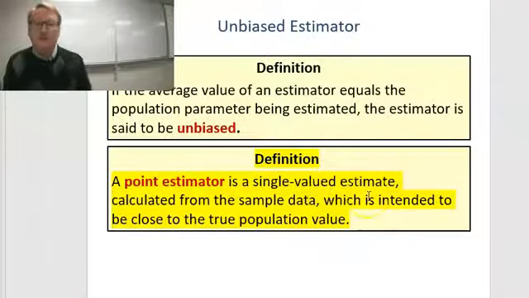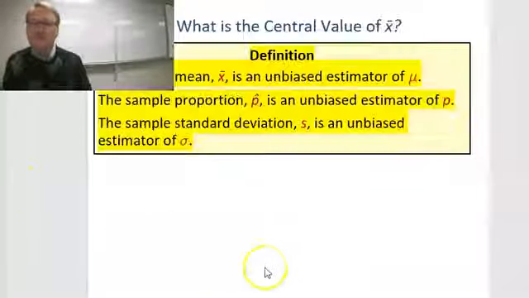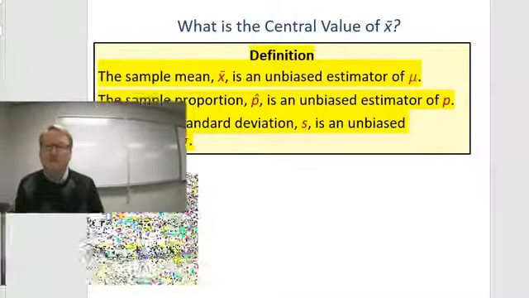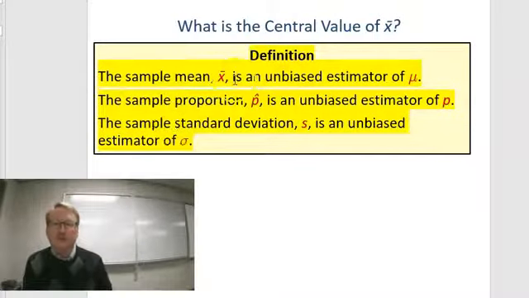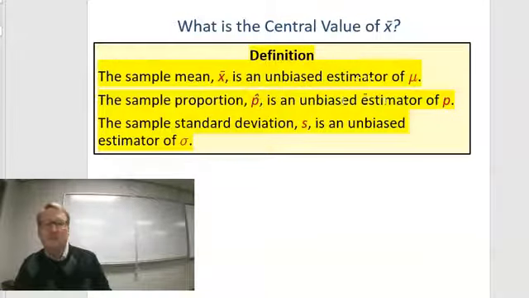A point estimator is the single value calculated from the sample intended to be close to the true population value. This is where I'm trying to estimate what the population looks like based upon samples. Quite simply, the sample mean is an unbiased estimator of the population mean, the proportion, and the standard deviation from the samples.